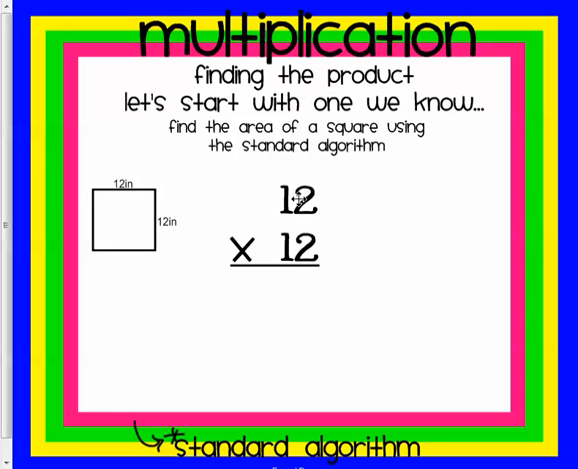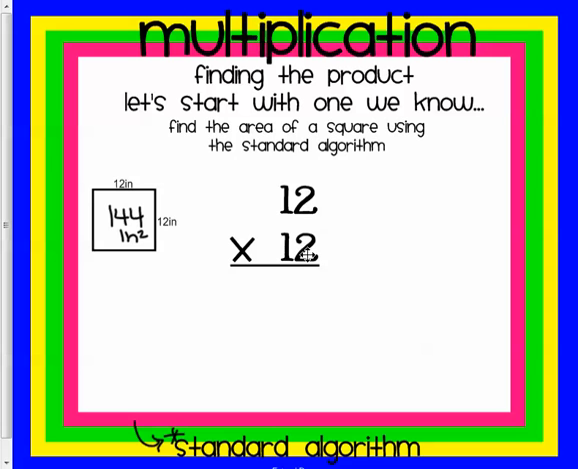Let's start with one we know. We know 12 times 12 equals 144. So if I were doing area of a room, 12 by 12 would be 144 square inches, okay? So let's think about this though with the standard algorithm.